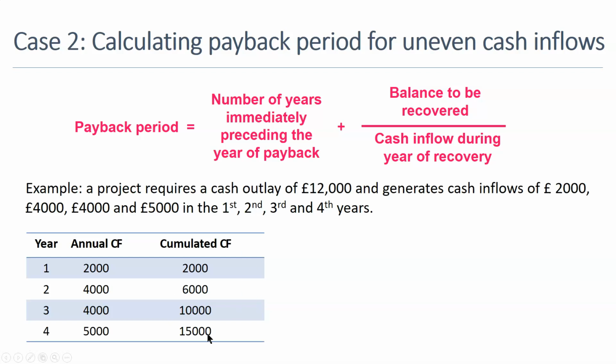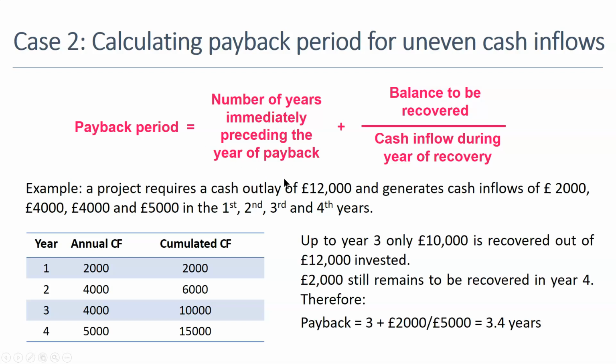And this column helps to illustrate that we are not recovering our initial investment of £12,000 until year 4. In other words, in the first 3 years, we have only generated £10,000. So we've spent 3 years and we have not received our money back yet. These 3 years are the number of years immediately preceding the year of payback. At the end of year 3, there are still £2,000 left to recover.